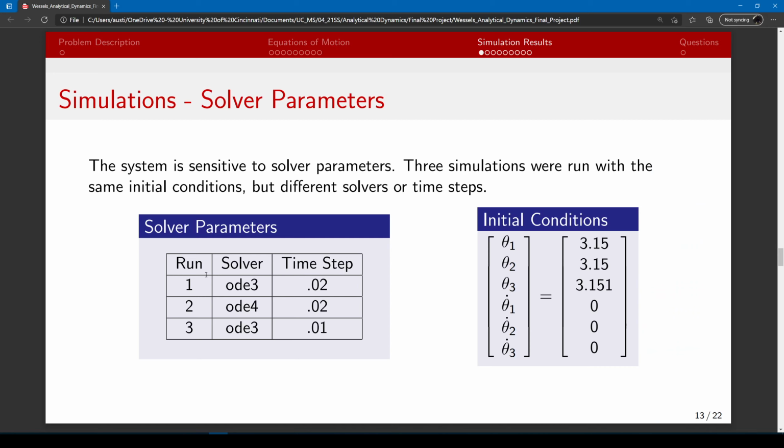For the first thing, I want to look at the sensitivity of this system to the different solvers that are available. I just chose to run 3 different simulations here, changing the solver and the time step while keeping the initial conditions constant. MATLAB or Simulink chose ODE3 by default, and I arbitrarily chose ODE4 with the same time step, and then I looked at ODE3 with a smaller time step.